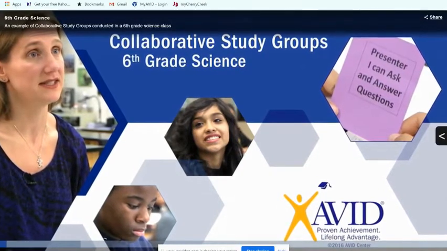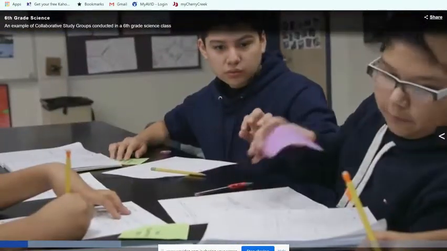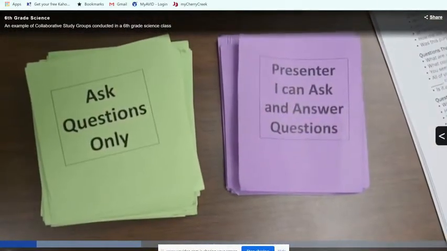I use the collaborative study group process to really get the kids ready for exams. My kids are still pretty little, they're 6th graders, and so I give them cards to make sure that they remember what their role is. One of the cards says that they can only ask questions, and the other one says that they can ask and answer questions.